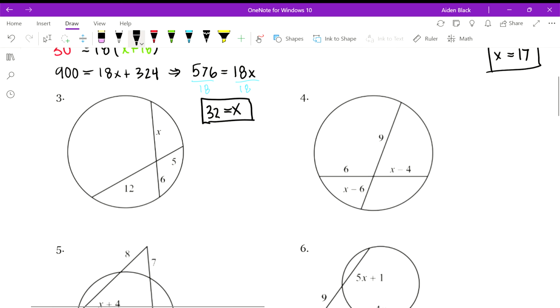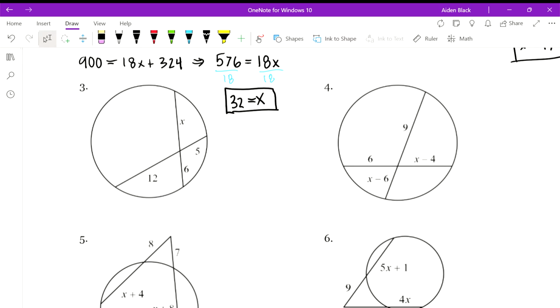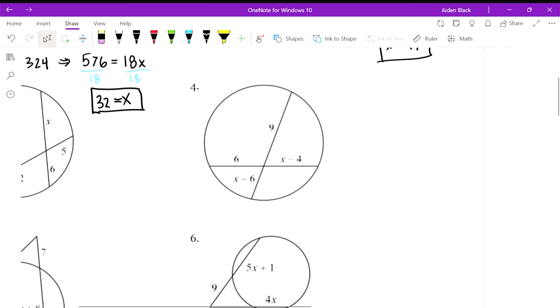Okay, it looks like the next two questions are chord-chord. And for chord-chord, you have to first look at one chord. So let's take a look at this chord, where we have x minus 6 as one part and 9 as the other part. Basically two segments of the chord you multiply together. So we get 9 times x minus 6, and that should be equal to the two segments of the other chord multiplied together. So we get is equal to 6 times x minus 4.